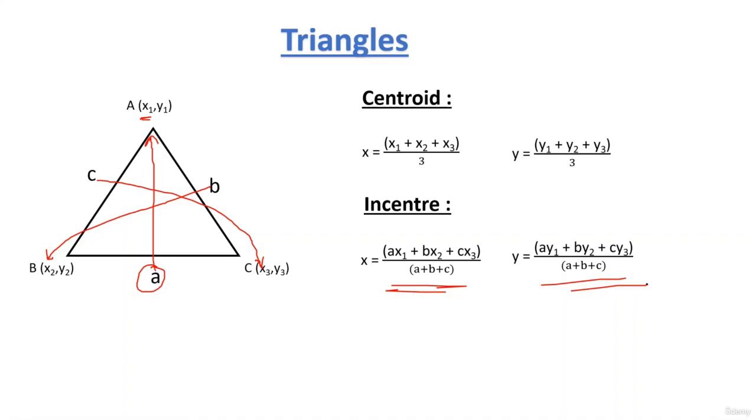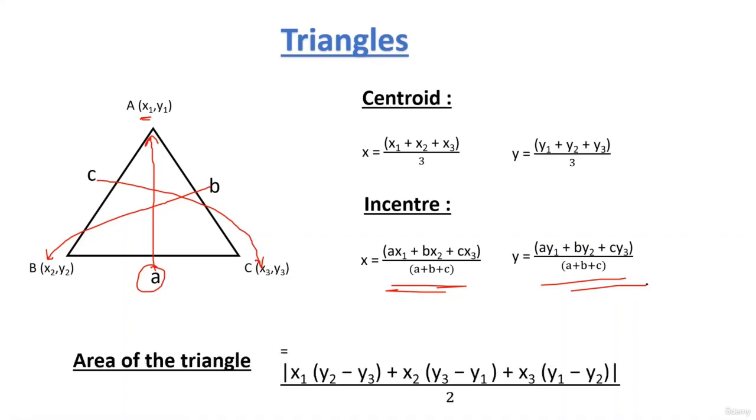Now for the area of this triangle we have a formula, and that is the mod of x1 into y2 minus y3, plus x2 into y3 minus y1, plus x3 into y1 minus y2. Remember this sequence to calculate the area.